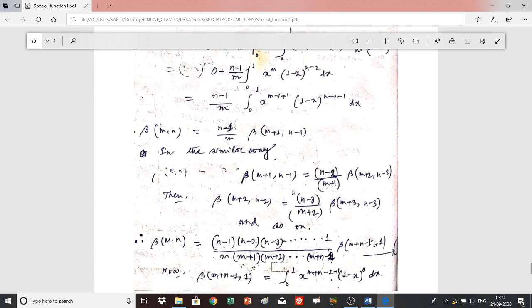In a similar way you can write, just look at this relation here, m and n. The result is that n is decreased by 1 and m is increased by 1, so beta (m plus 1, n minus 1).